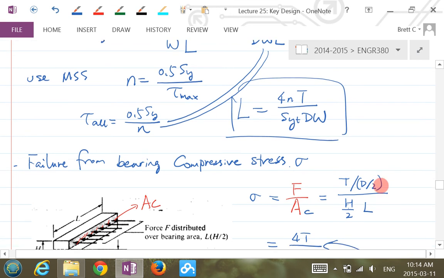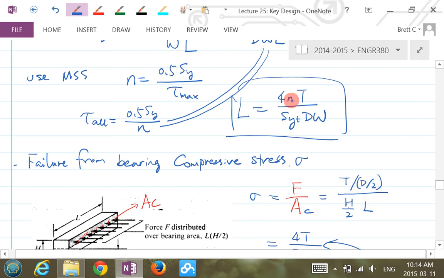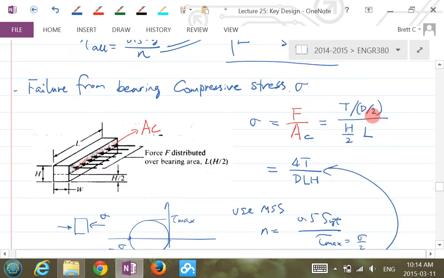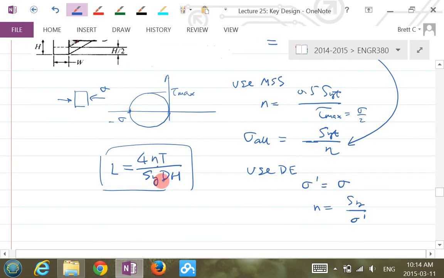But if you look at these two, what's the difference? This is 4nT over SyT D W. This is 4nT over SyT D H. The only difference is H and W. But if you're using a square key, then guess what? It's the same thing now. So if you're using a square key, it doesn't matter which criteria you're designing against.